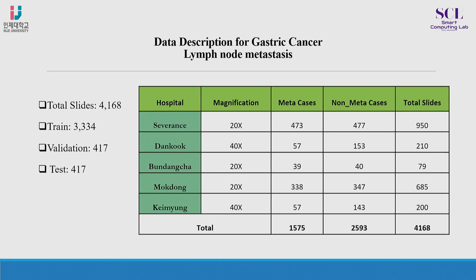Here are some details of lymph node metastasis. In total we have used 4,168 whole slide images. For training, 3,334, and the rest for validation and testing, as you can see here. And this is the information on the hospitals. We have 5 different hospitals: Severance, Dankook, Inje, and Kyungpook.